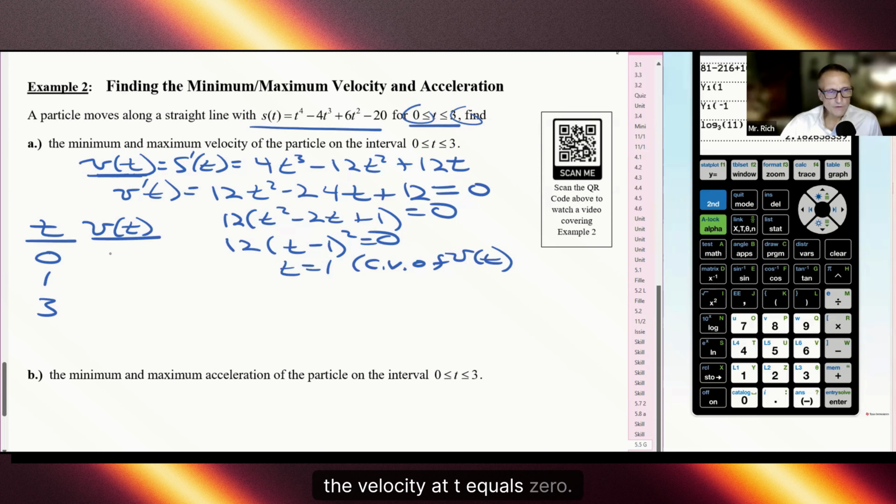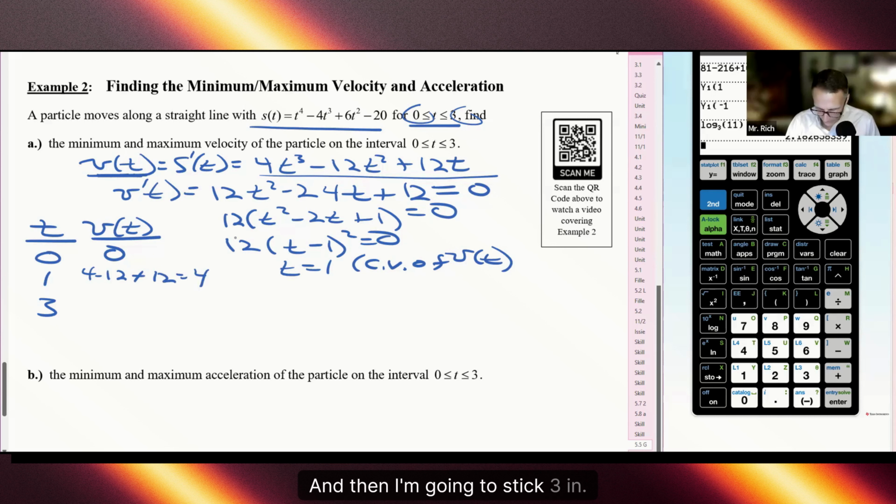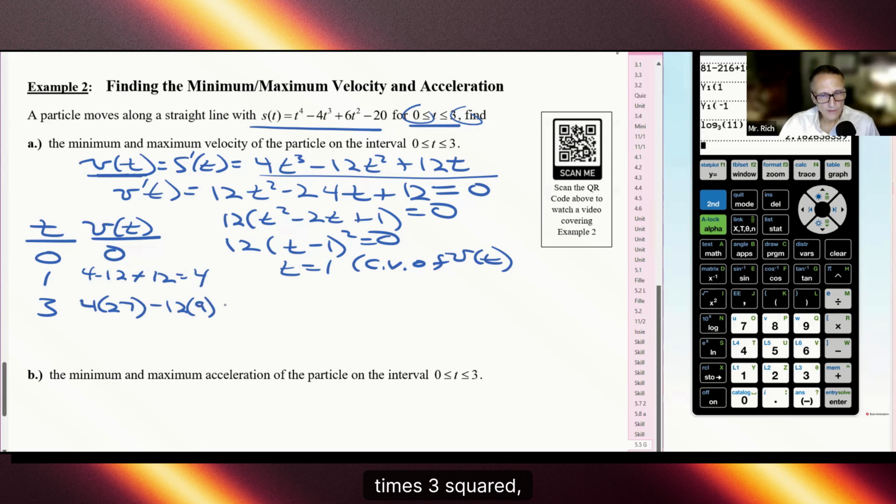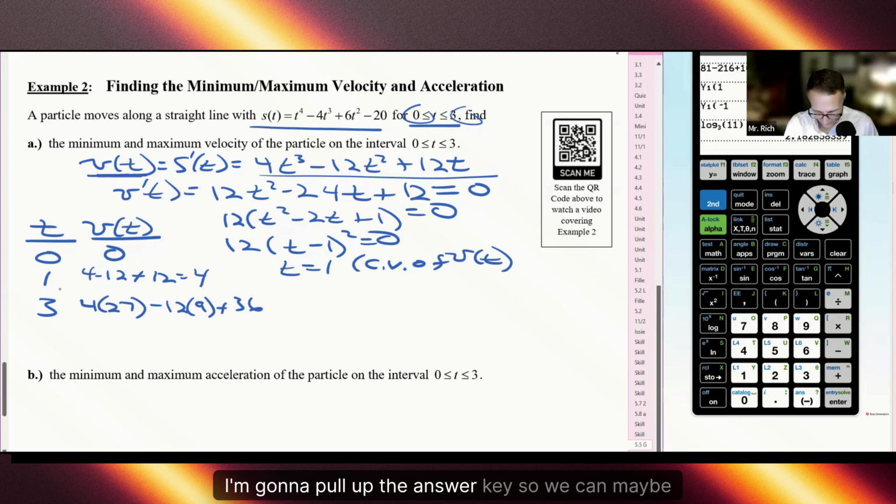Well, the velocity at t equals 0, when I stick 0 back into my velocity function, will be 0. When t is 1, it's going to be 4 minus 12 plus 12, which would be 4. And then I'm going to stick 3 in. So when I stick a 3 in, I'm going to get 4 times 3 cubed, or 27, minus 12 times 3 squared, plus 12 times 3, which is 36. I'm going to pull up the answer key so we can go a little bit faster on this. So we got 0, 4, and then this is going to be 36.